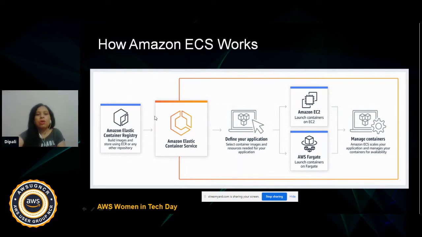So now ECS uses this image to build your application in ECS, and then you can choose to run your application via EC2 or via Fargate, and run and monitor your application.